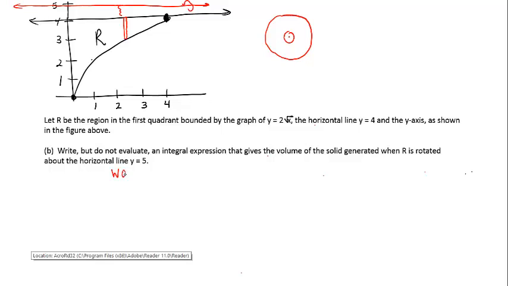So we know that washers are determined by the area of the large circle. We've already figured out that we can take out pi, and then we can integrate that from big R squared minus our small r squared.